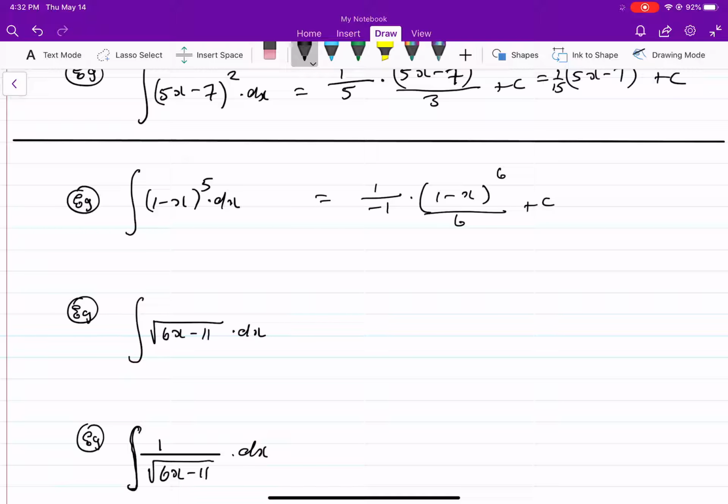Can't get any easier than this. So the 1 over the minus 1 is minus 1 in front. So I'll just put minus 1 upon 6 into 1 minus x to the power 6 plus c.